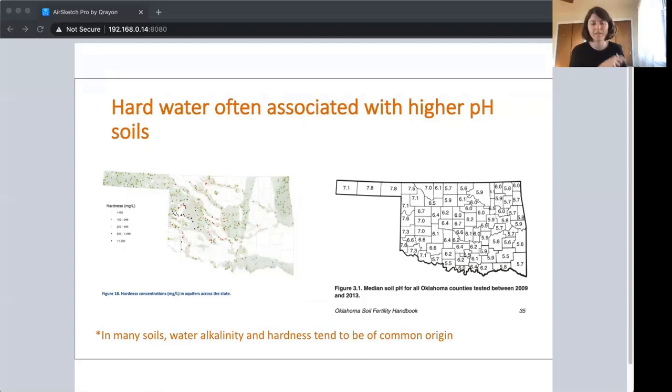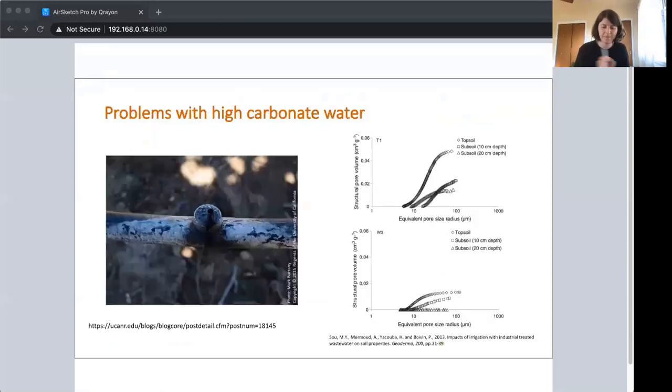Not always, but often, and especially in the state here, a lot of the hardness comes from the carbonate-containing bedrock. The natural geology of these soils just supports hard irrigation water. Okay, and so on the left here, visible issues in our agricultural systems associated with high carbonate water is the precipitation of these carbonates. If there's enough of them in the solution, they will precipitate out and cause crusts and even clog your lines, and that can be problematic.